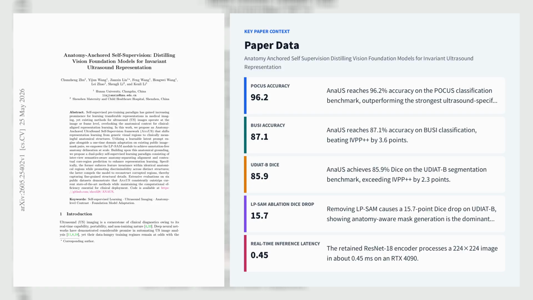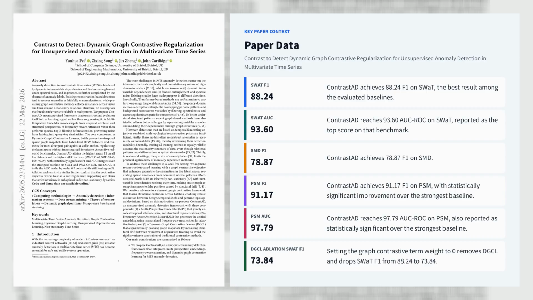RTX 4090. Let's explore the second paper: Contrast to Detect: Dynamic Graph Contrastive Regularization for Unsupervised Anomaly Detection in Multivariate Time Series. Contrast-AD is an unsupervised multivariate time series anomaly detector that targets 2 failure modes in prior work. Reconstruction models often reproduce anomalies too faithfully, and graph contrastive methods usually assume static relational structure.